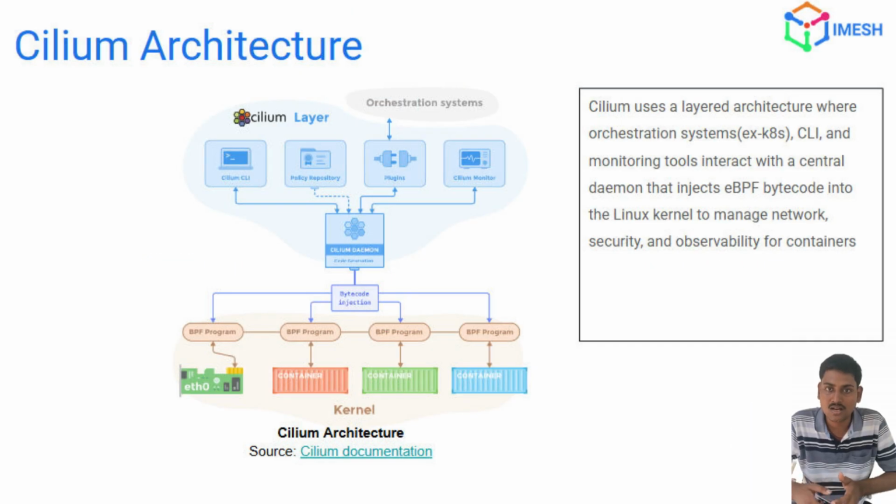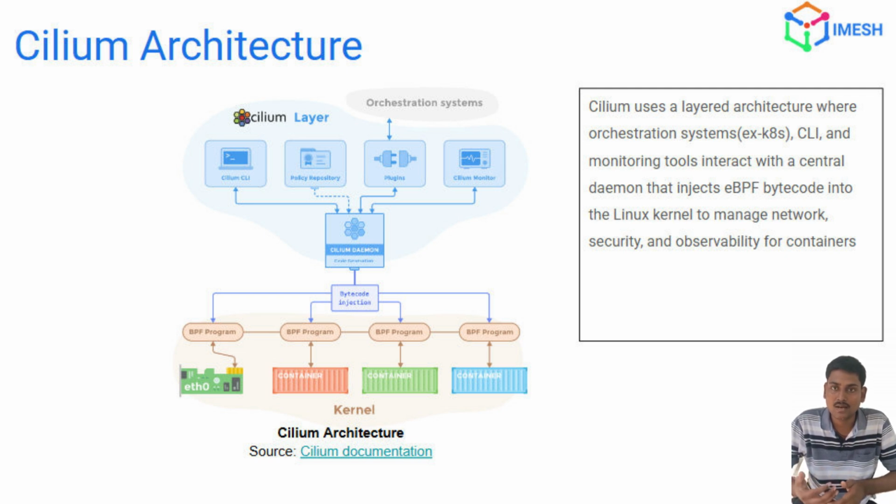This diagram shows how Cilium works internally using a layered architecture. At the top, we have the Cilium layer, which interacts with orchestration systems like Kubernetes. Here, you can see components like the Cilium CLI, policy repository, plugins, and the Cilium monitor. All of these help manage configuration, policies, and observability. At the center, the Cilium daemon that runs per node is responsible for translating all these configurations and policies into eBPF bytecode, small programs that can safely run inside the Linux kernel.